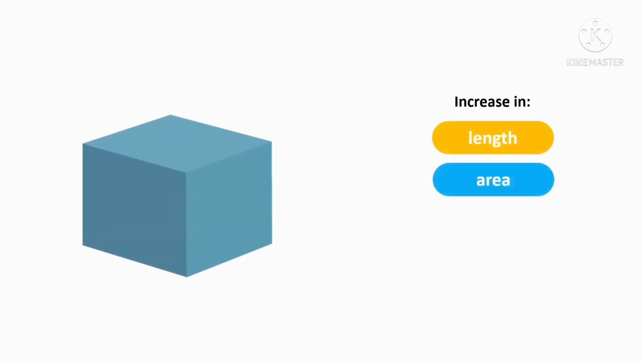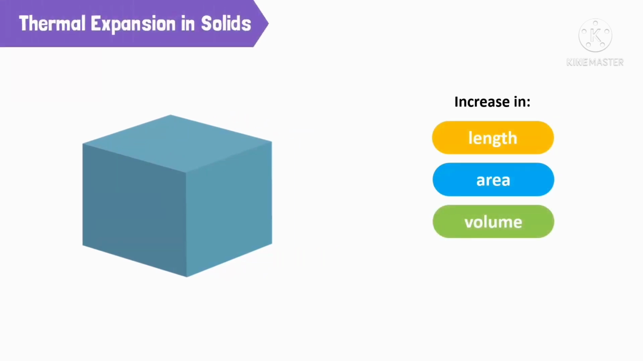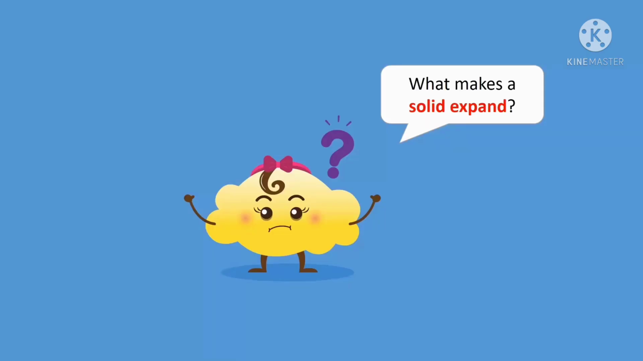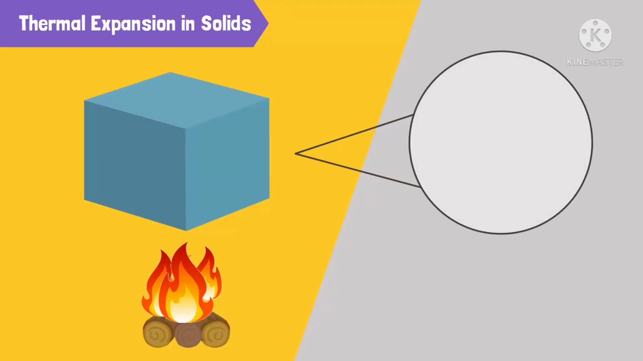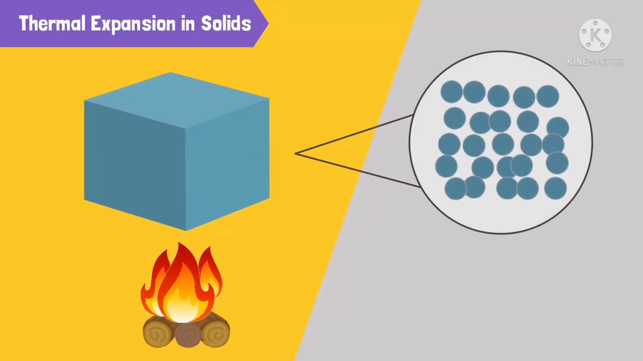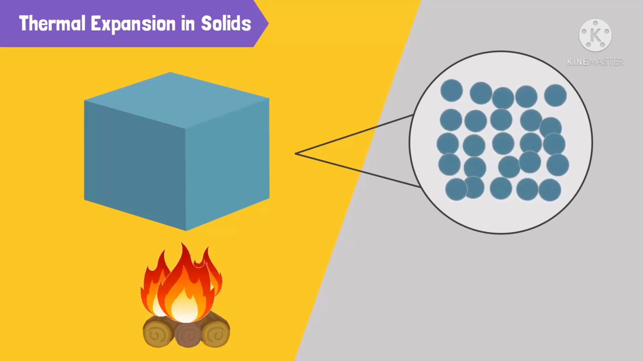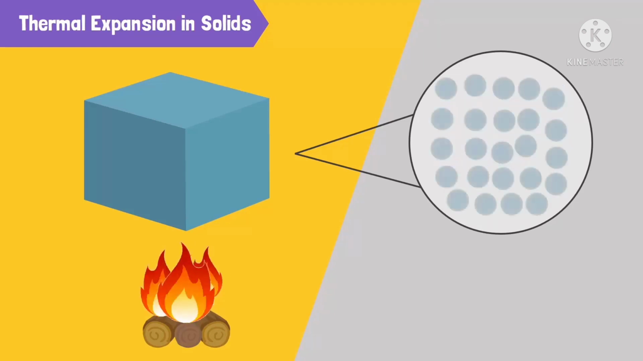First, let's consider solids. When a solid is heated, it expands in size and shape, resulting in an increase in length, area, or volume of the solid. This is known as thermal expansion of solids. But what makes a solid expand? When a solid is heated, the molecules that make up the solid begin to vibrate. This takes up more space and the solid matter expands.